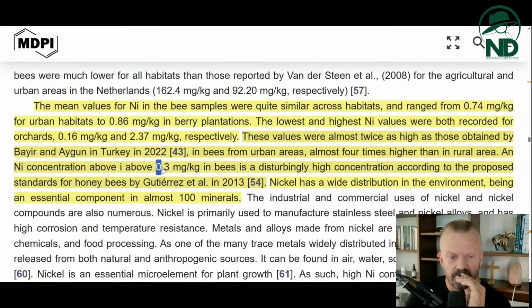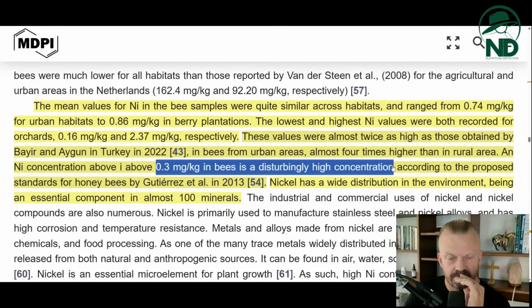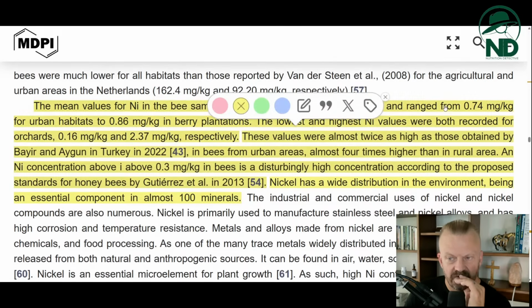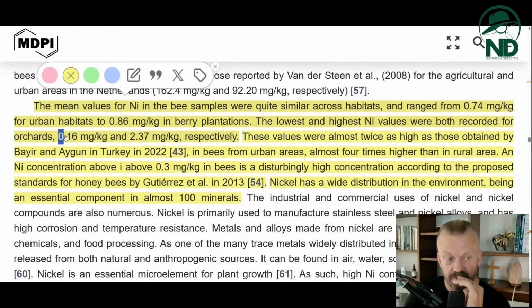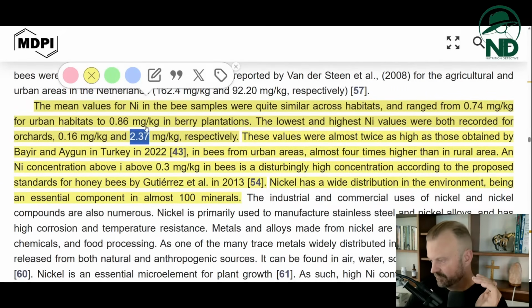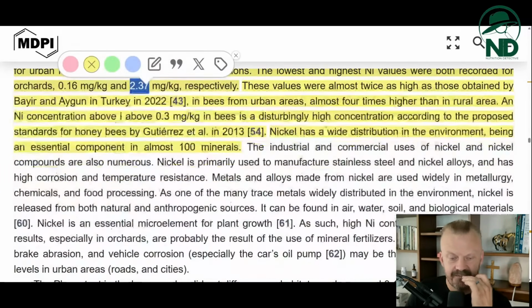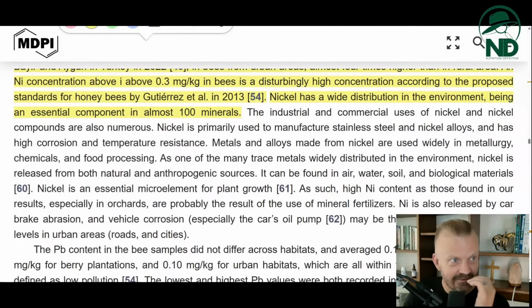So this guy suggested 0.3 milligrams per kilogram. A disturbingly high concentration. So we have 0.74, 0.86. This one is below. This one is 8 times as high. So, yeah. That can't be good.